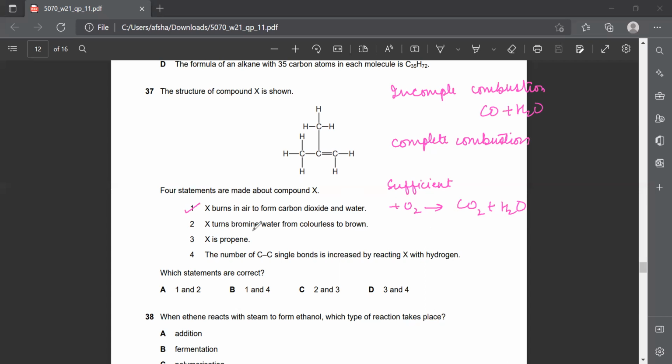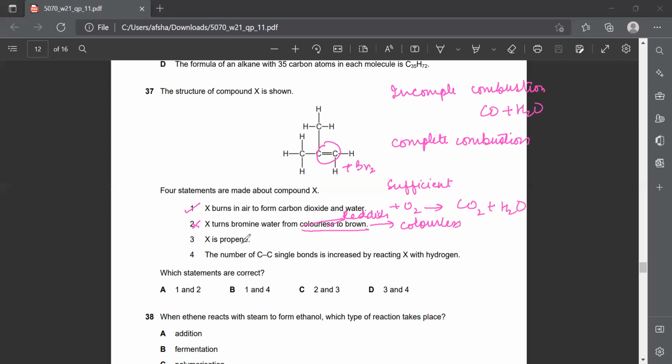X turns bromine water from colorless to brown. This has a double bond. So this will be reacting with bromine, which is reddish brown in color. So it's not originally colorless. It's basically the other way around. You will be writing it down: it will be turning from reddish brown, or we can accept over here brown also, to colorless, not the colorless to brown. Because of this, the statement goes wrong. X is a propene.